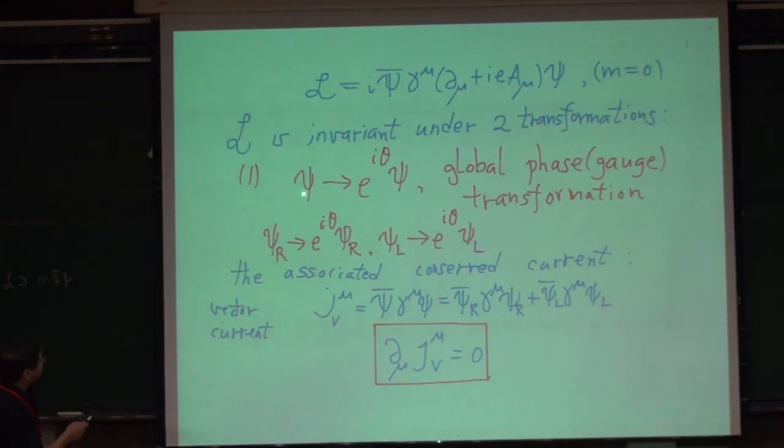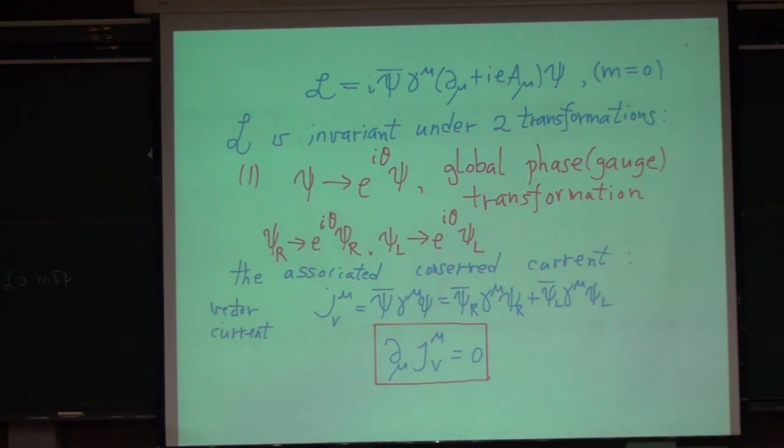And remember that I separated psi into psi L and psi R. So one might ask, under this transformation, what happens to psi R and psi L separately? You can easily check again that psi R goes to e to the i theta psi R, and psi L goes to e to the i theta psi L. They transform in the same way.